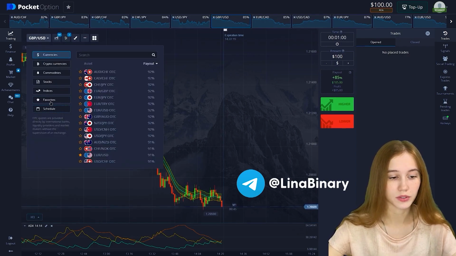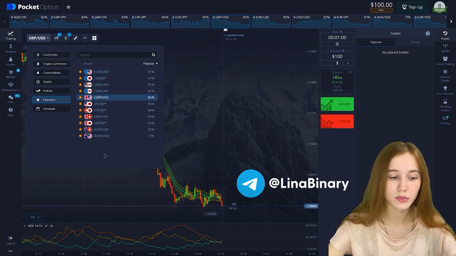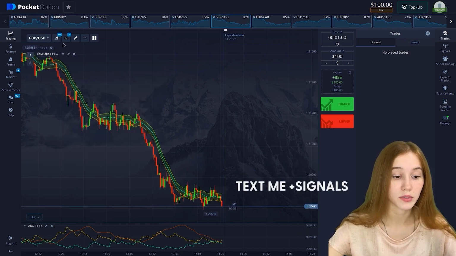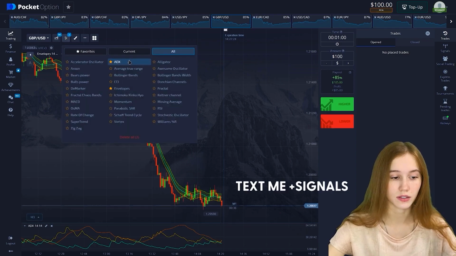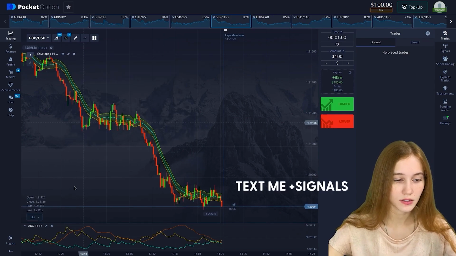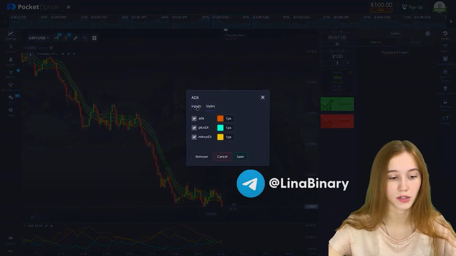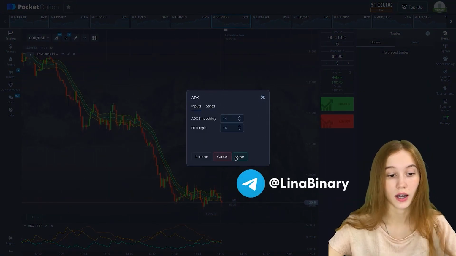So we'll also use two necessary indicators today. These are the ADX and envelopes. Let me tell you a little about these indicators. I'll start with the first one. Here are the settings for this indicator. ADX, let me tell you what it is and how it works.